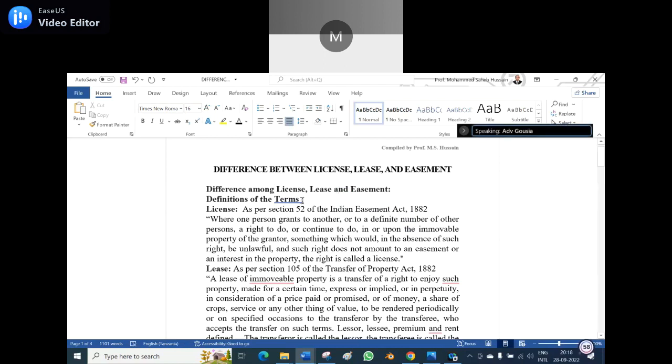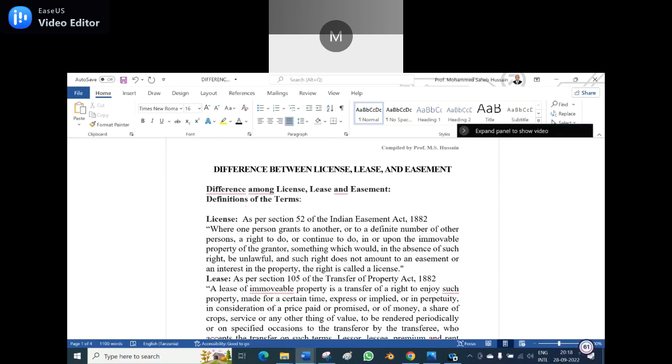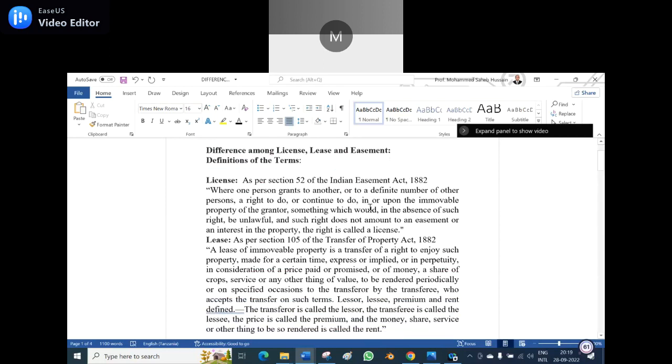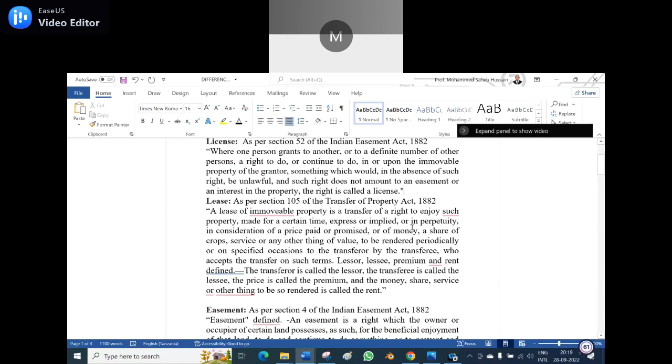Yeah. So let us see the definition of the terms. Which term? Yeah, license. As we discussed, as per Section 52 of the Indian Easements Act 1882, I quote: where one person grants to another, or to a definite number of other persons, a right to do or continue to do, in or upon the immovable property of the grantor, something which would, in the absence of such a right, be unlawful, and such a right does not amount to an easement or an interest in the property, the right is called a license. I unquote. So that is Section 52 regarding the license.